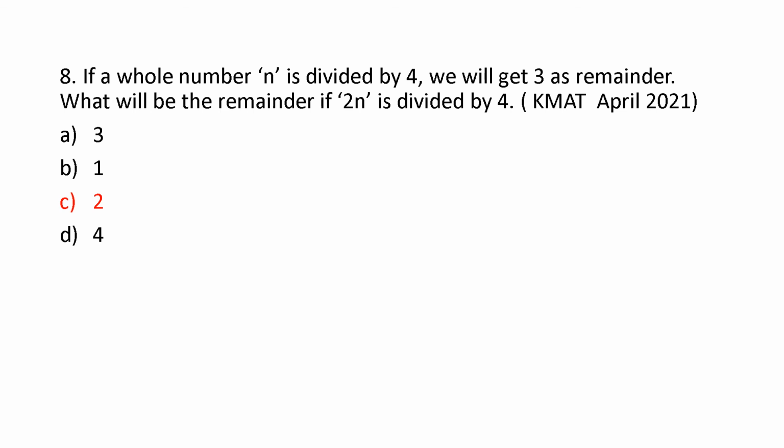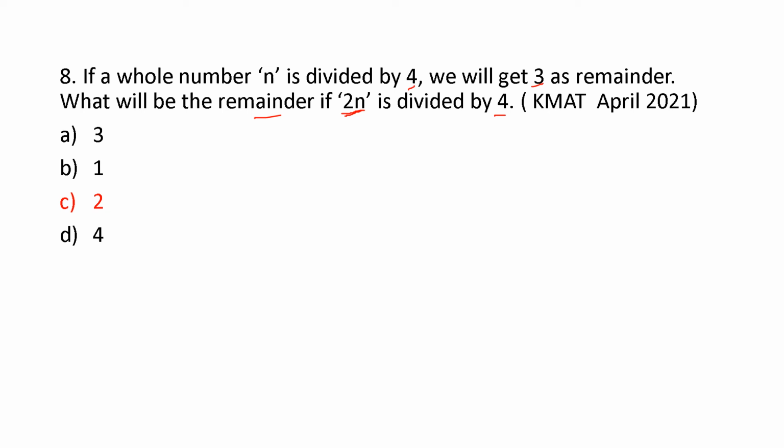See question number 8. If a whole number n is divided by 4, we will get 3 as remainder. What will be the remainder if 2n, twice n, is divided by 4? In the previous question, we found the divisor, but here we have to find the remainder. Same way, 2n.